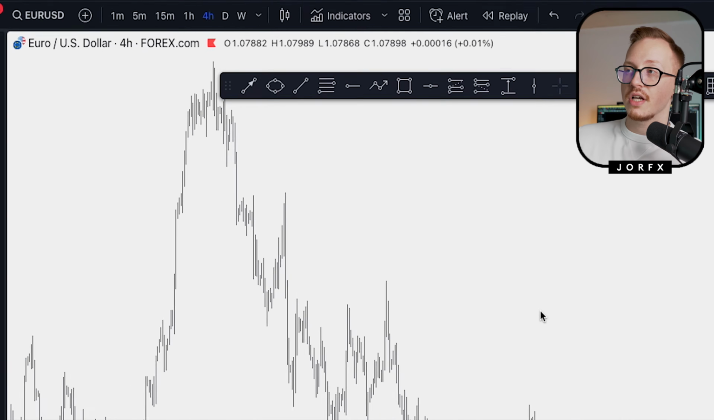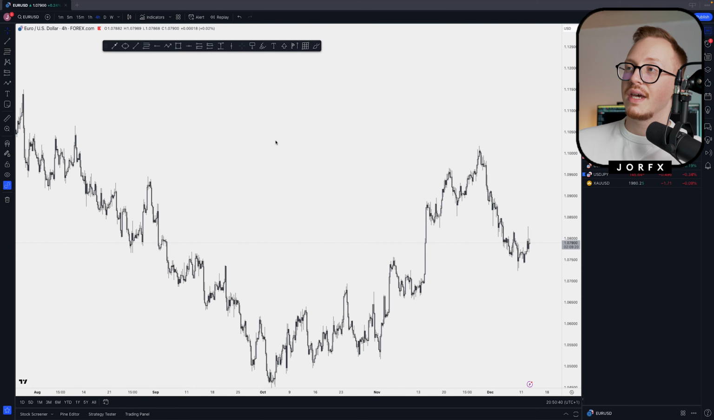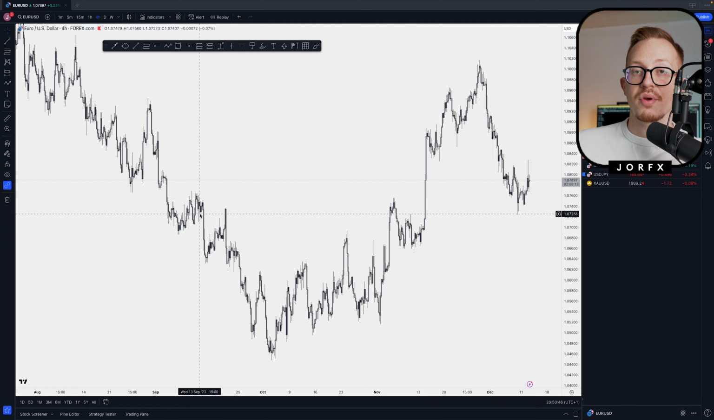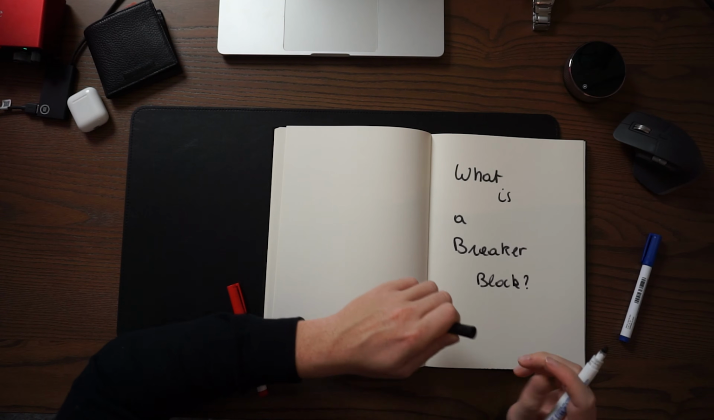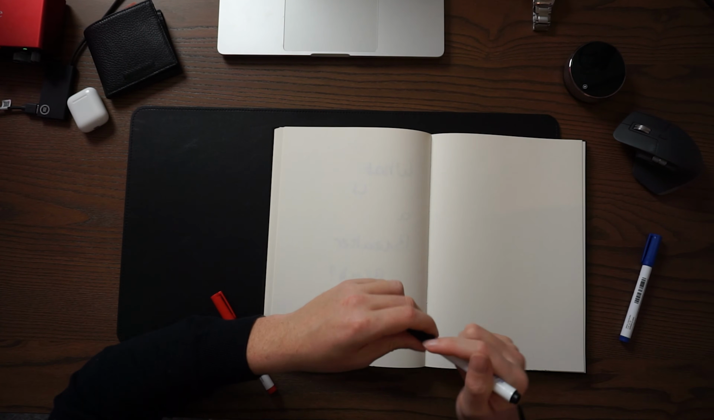Okay, right now we're on the charts, we're on Euro USD. It's very important for me to tell you that you can do this on every time frame and on any pair that you want. So we can go into GU, AU, it doesn't really matter. I just chose EU because it's my bread and butter. So first of all, what is a breaker block? How can we identify a breaker block?